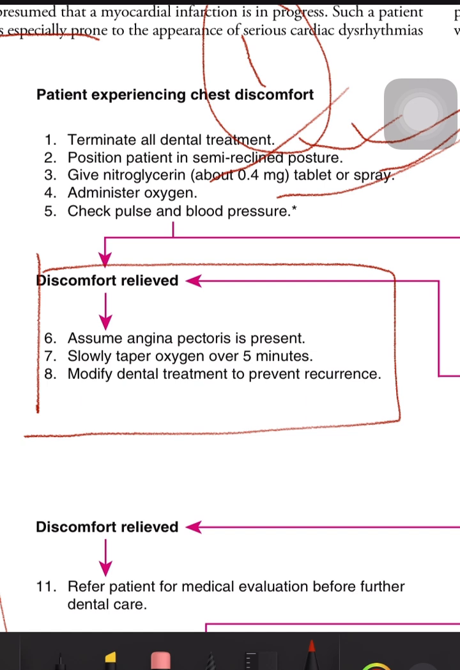Okay, so now we did the first step, and the second step is to reassess in the next 3 minutes. If the patient has discomfort relief, it's angina, and then we just proceed with oxygen, tapering it down. That's how it is.